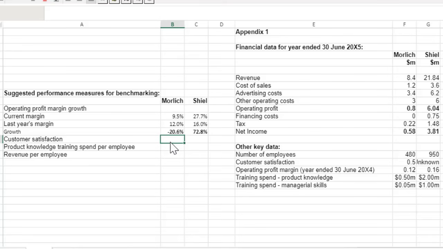Customer satisfaction. Well, nothing to calculate there. We know ours, the competitor is unknown. Cannot calculate anything there.